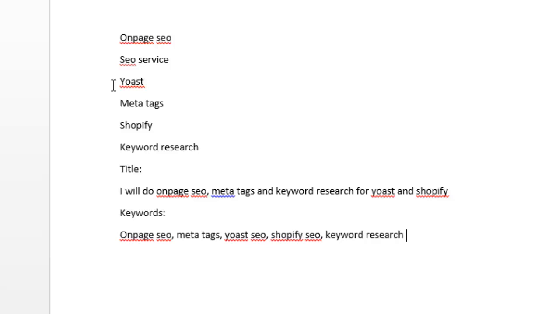And also in the gig description, you have to work on these keywords, you have to explain these services. So if you do this and if you optimize for these keywords, your gig will perform better in the Fiverr search results. So this was the easiest way to find the related keywords.